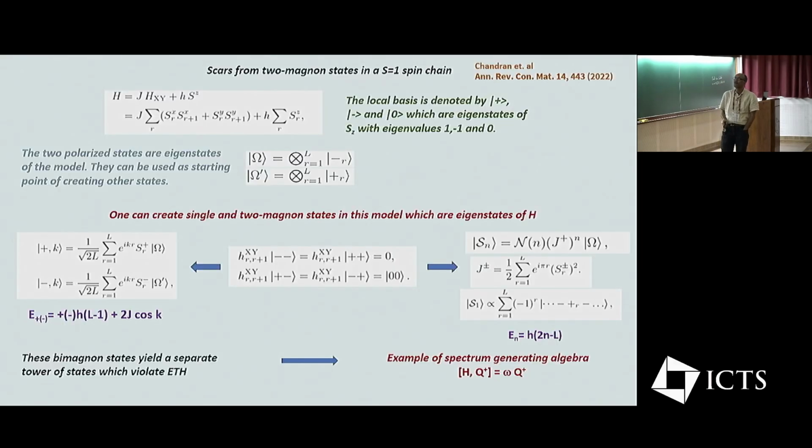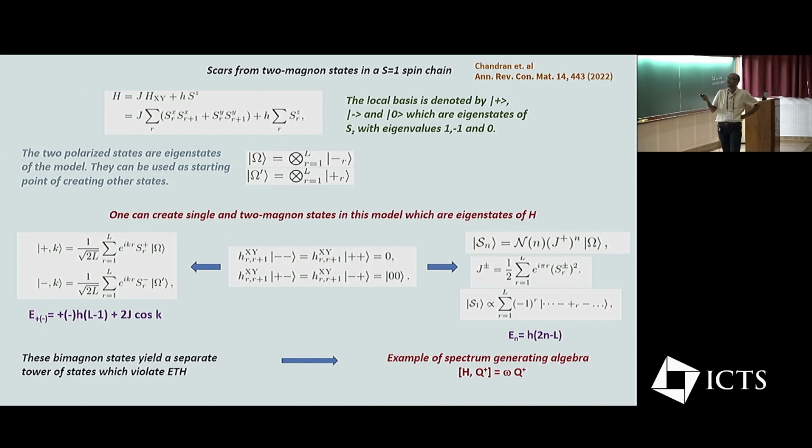So what are these quantum scars? I'm going to give you a very brief example of what this is, just for the purpose of introducing scars in the Rydberg chain later on. So think of a spin 1 chain which has an XY term like this, a Z term, and a magnetic field. Now there are two polarized states which are eigenstates of the model. One is a ferromagnetic state with all spins down, and remember that this is spin 1, so you can have minus, plus, and 0.